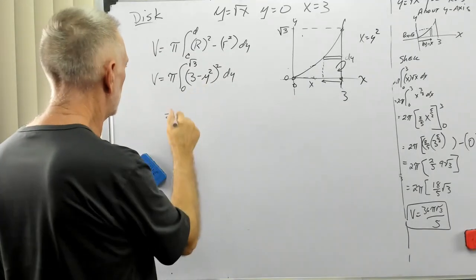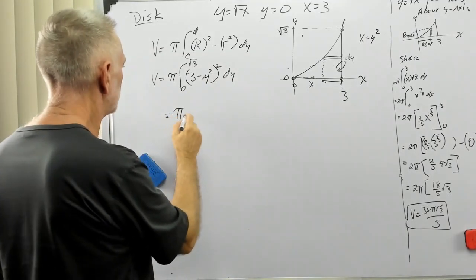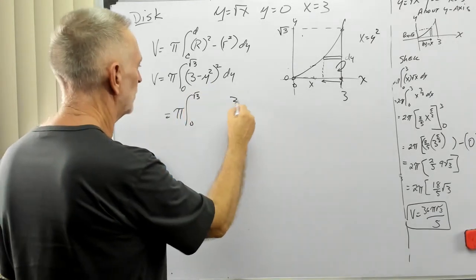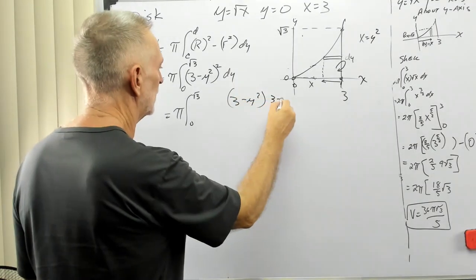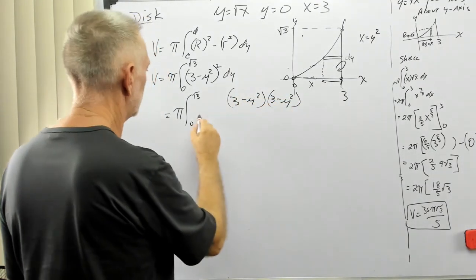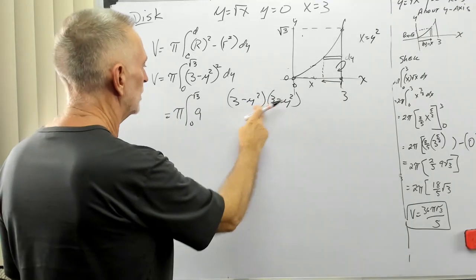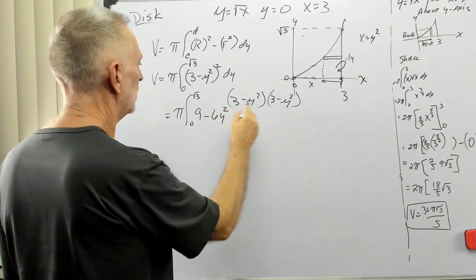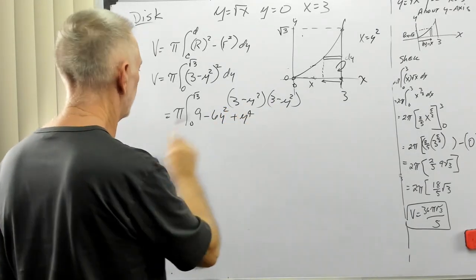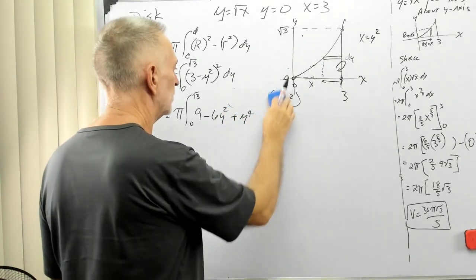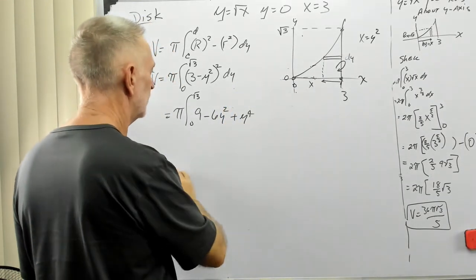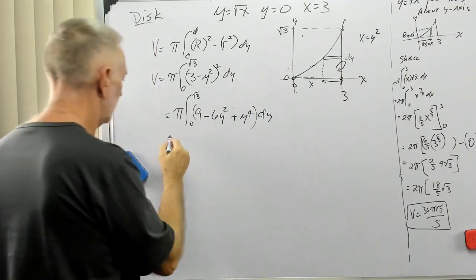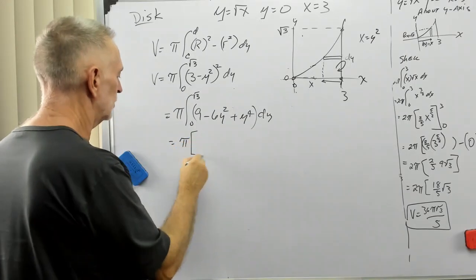Okay, so now let's square this. That equals pi times the integral from 0 to square root of 3 of 3 minus y squared times 3 minus y squared. 3 times 3 is 9, minus 3y squared, minus 3y squared is minus 6y squared, plus y to the 4th, dy. So let's integrate that.